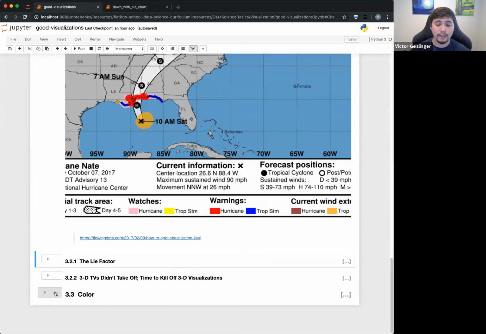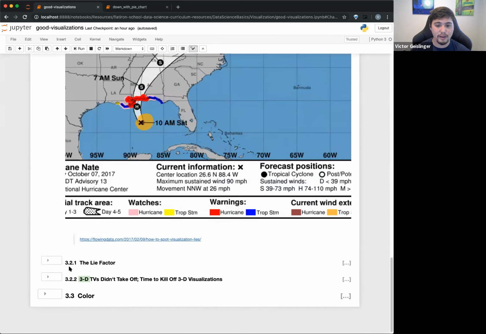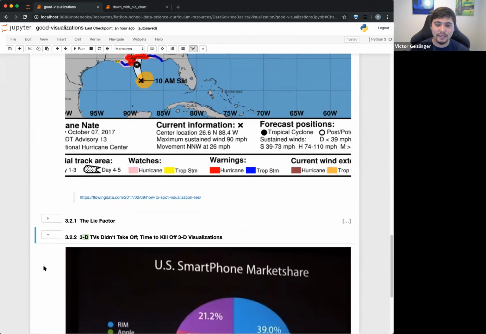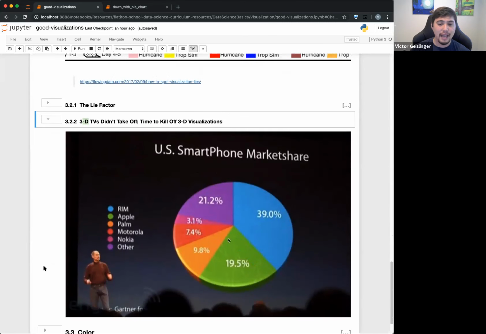All right. Last part of this on misleading: misleading is 3D effects. I mentioned 3D TVs didn't take off. So it's time to kill 3D visualizations because they're not important. This is one of my favorite ones because Apple had this, I don't remember what years, obviously Steve Jobs was still alive. When they presented this, this is a real visualization they had. They had a 3D visualization.